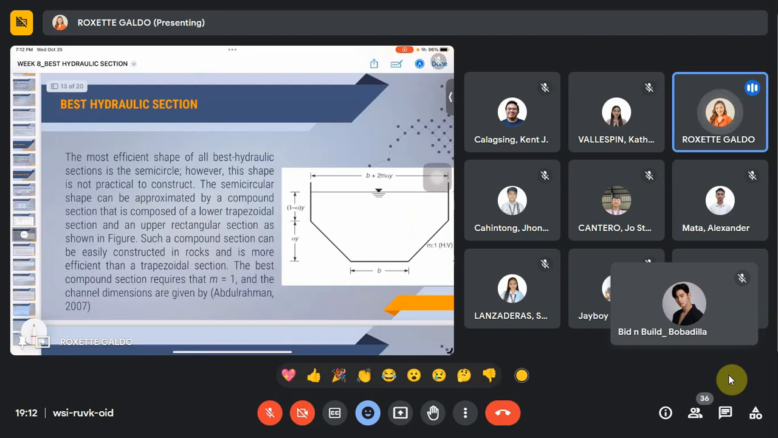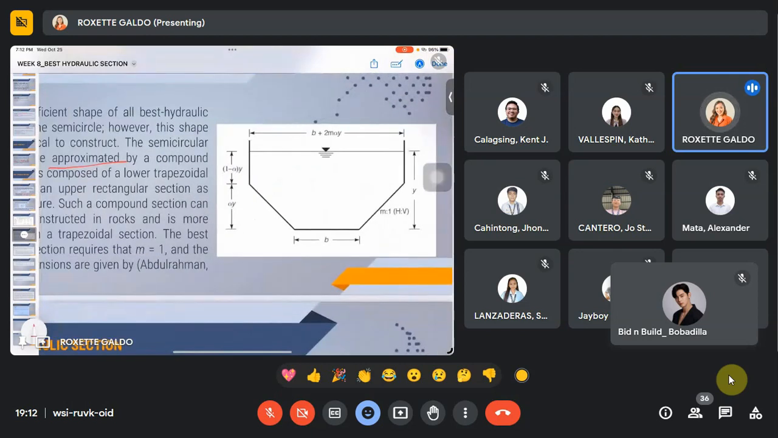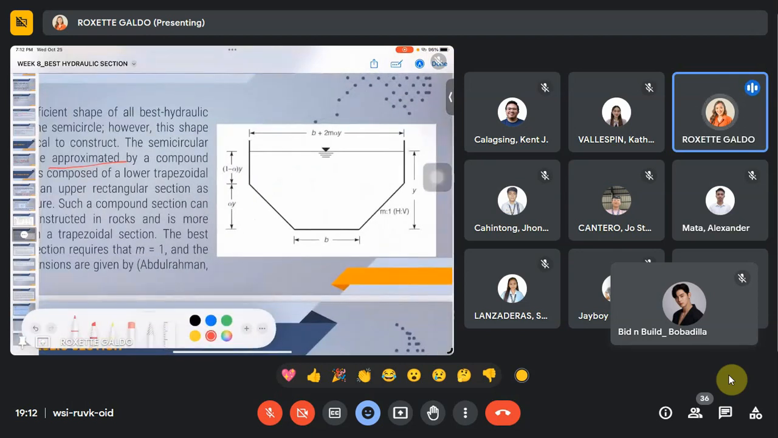Okay. So the most efficient shape of all best hydraulic sections is the semicircle man gyud. However, the shape is not practical to construct. So the semicircle shape can be approximated. Okay, we can have an alternative for it by using a compound section that is composed of a lower trapezoidal section and an upper rectangular section.